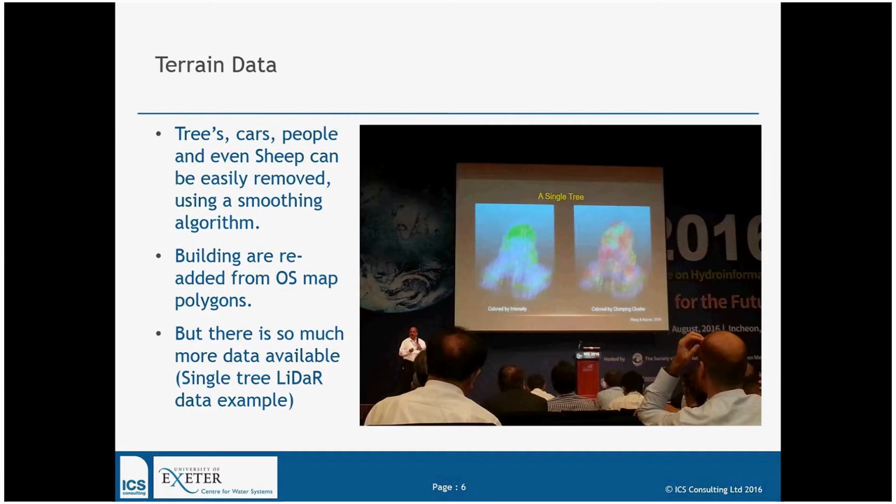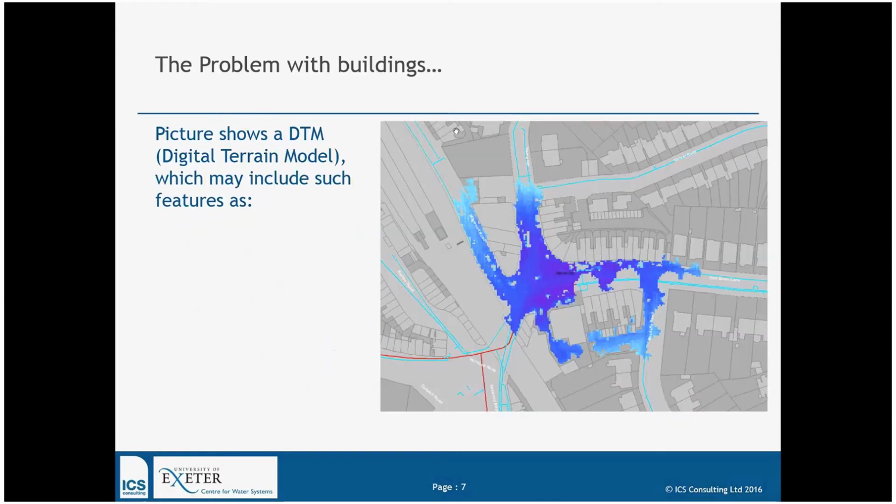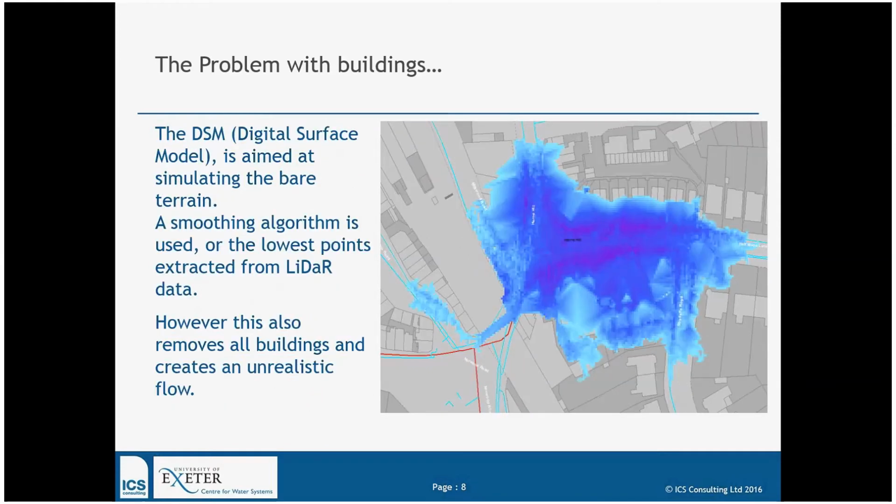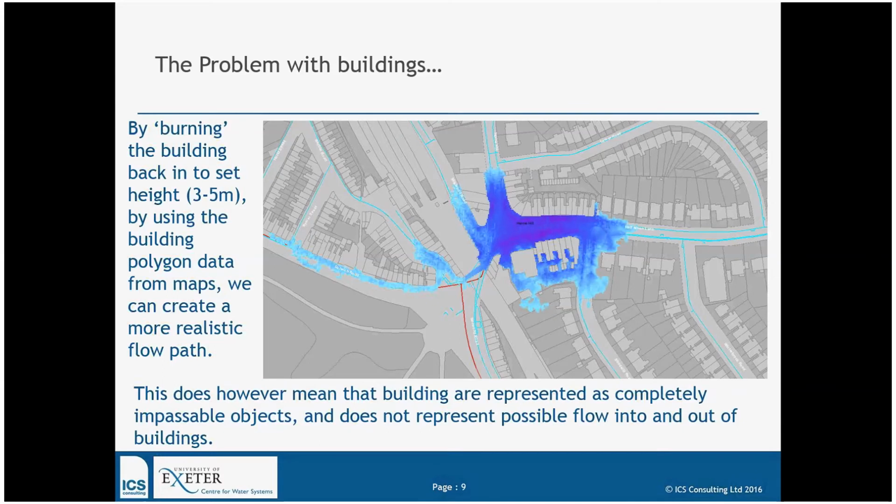And of course, we've got to worry about assets like trees and buildings. So this is a flood run on the DTM or DSM. This is the one with trees and buildings and everything in, even people. But we can remove all of them. Unfortunately, we've removed the buildings. So what we can do is add the buildings back in from the Ordnance Survey map.